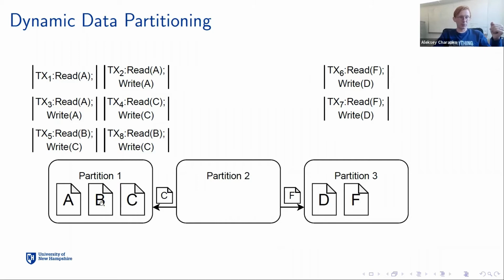Right? We moved all the data from partition 2 away, and we moved all the transactions from partition 2. So we create a major disbalance in the workload here, right? We put a lot more work on it. Can I ask a question?